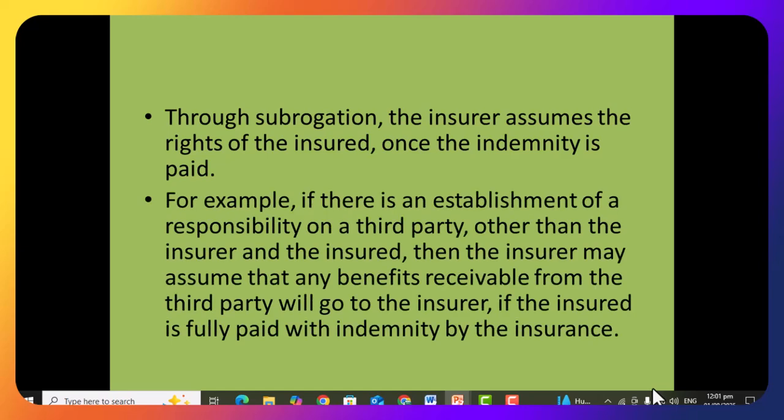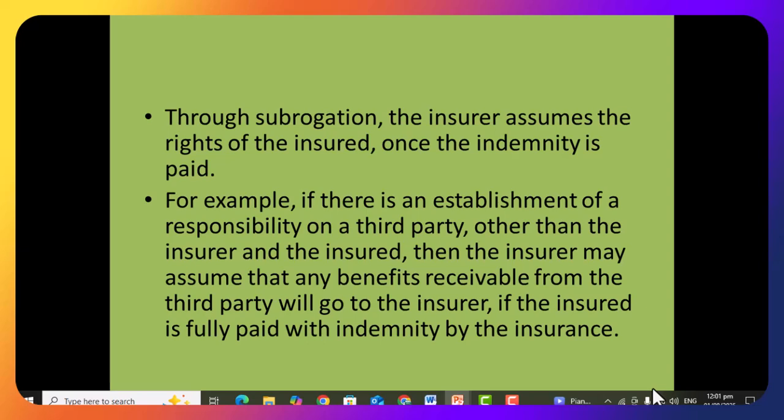For example, if there is an establishment of responsibility on a third party in motor insurance, other than the insurer and insured, then the insurer may assume that any benefits receivable from the third party will go to the insurer if the insured is fully paid with the indemnity by the insurance. For example, in an accident, another person hit my car.